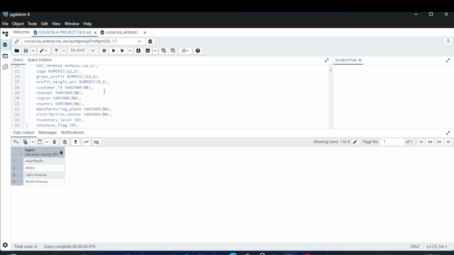Those that are text are defined by VARCHAR, which is variable characters, and I also put the length of their sizes there, which is 50. Some may be 100, depending on the length of the text that you are going to put inside the table.